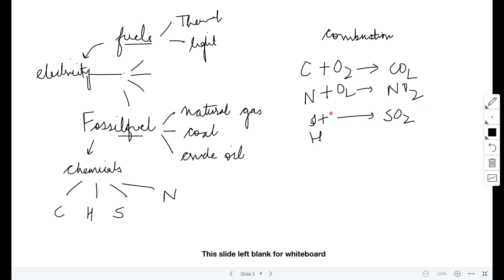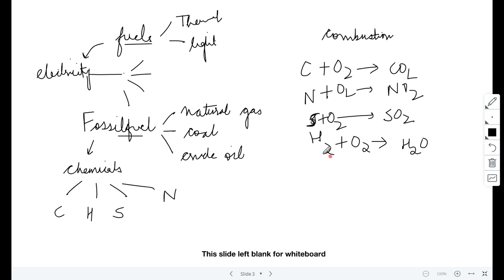S plus O2 gives sulfur dioxide. Now let's talk about hydrogen. When hydrogen reacts with oxygen, what does it give? Water.